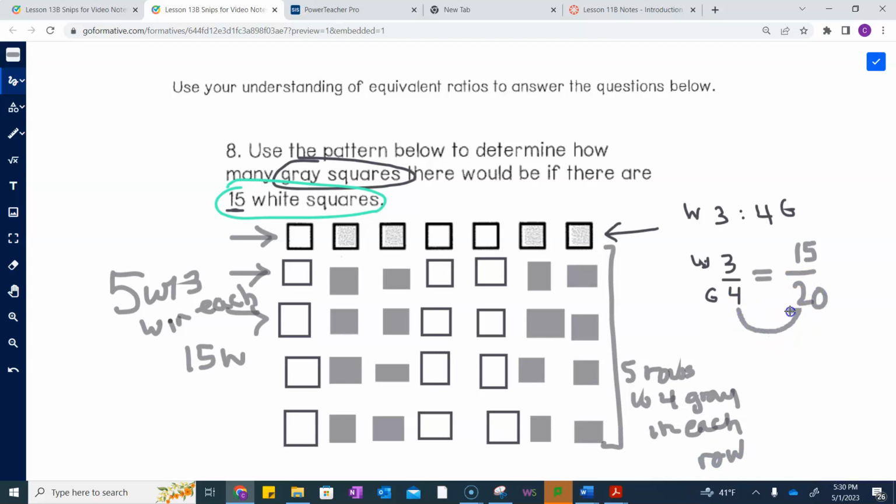So we had to scale this diagram from 3 over 4. We had to scale each of them up by 5 to get that 20. And that's what they were looking for. How many gray squares if we use the pattern? 20 gray squares. If you have 15, you're required to have 20 gray based on the pattern. It doesn't ask for the scale factor, but if you were looking for it, it would have been 5. We had to scale up both numbers by 5 to create the equivalent ratio, and that allowed us to get to that new fraction.